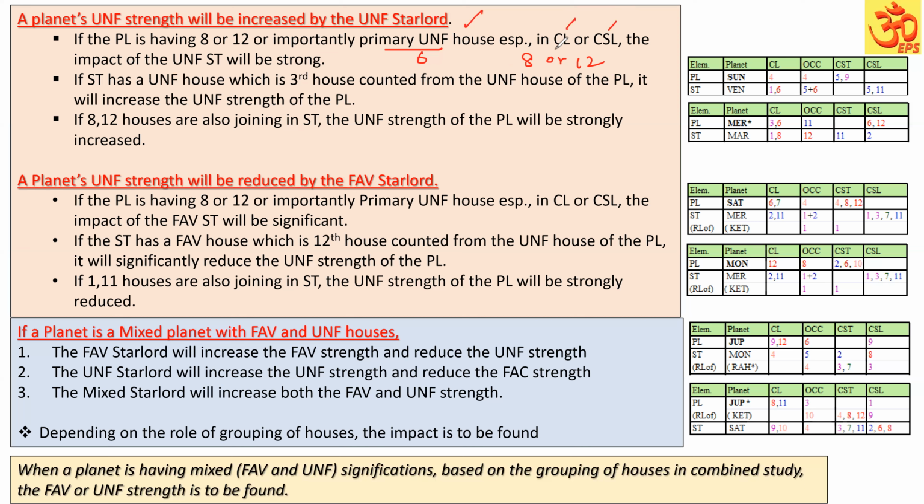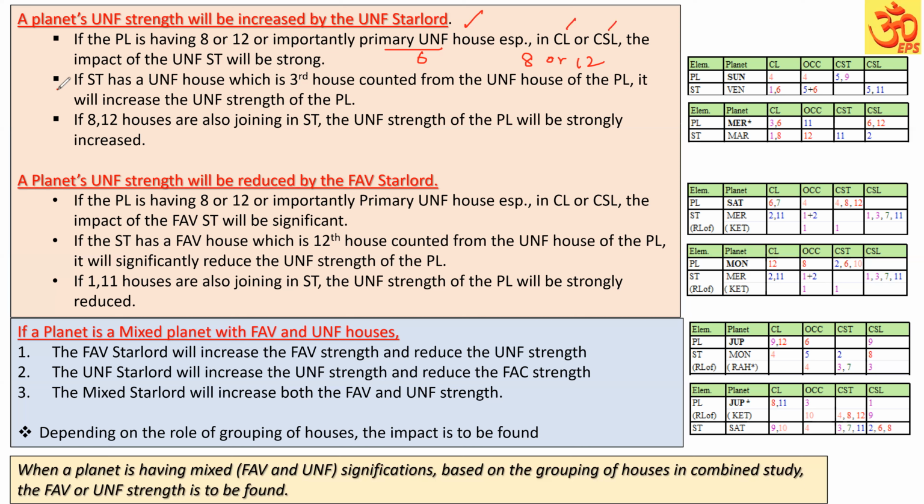Okay, now if this planet has an unfavorable star lord, it means that the planet itself has an unfavorable house in itself, that too in CL or CSL. In the star of an unfavorable cuspal star lord, the impact will be more on the unfavorable side. I hope you have understood.